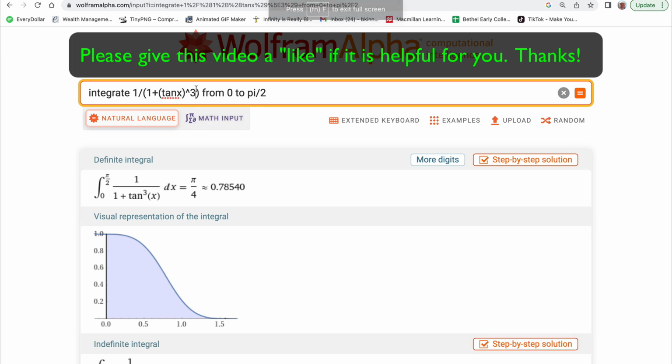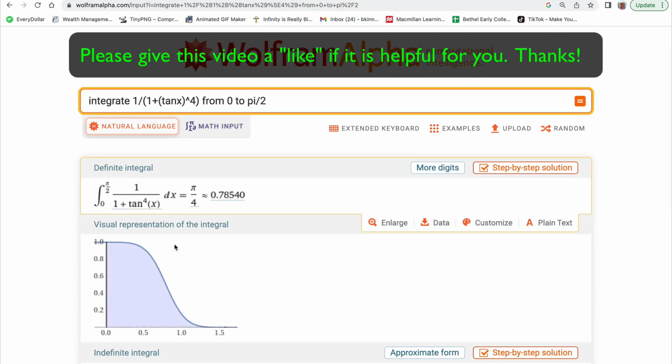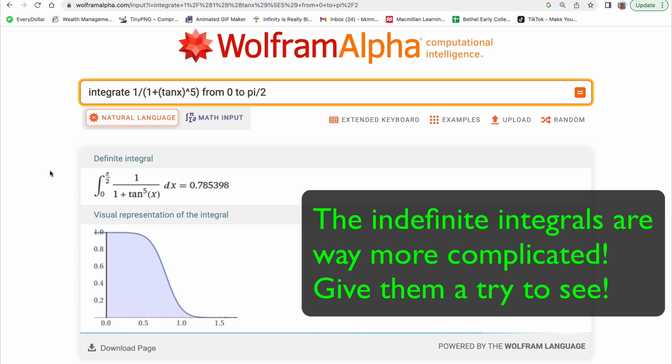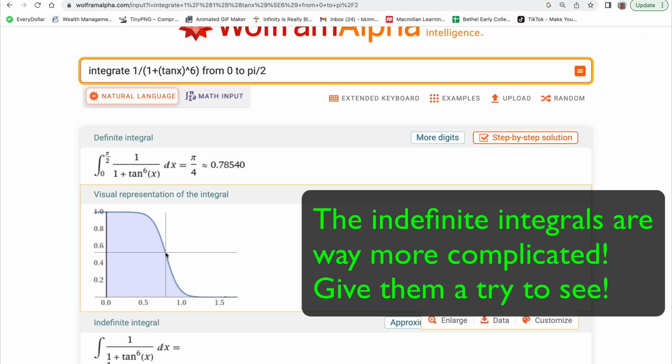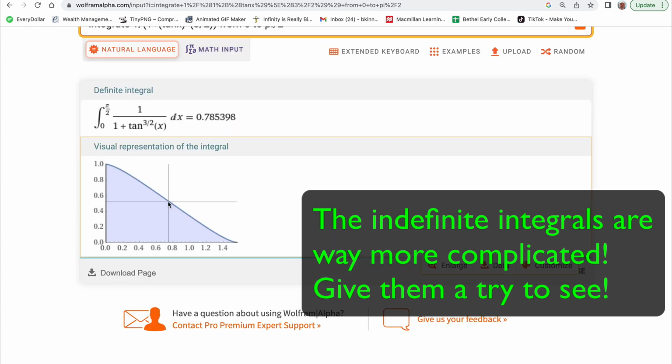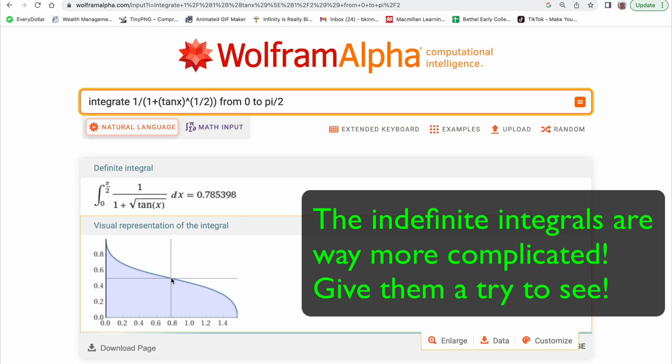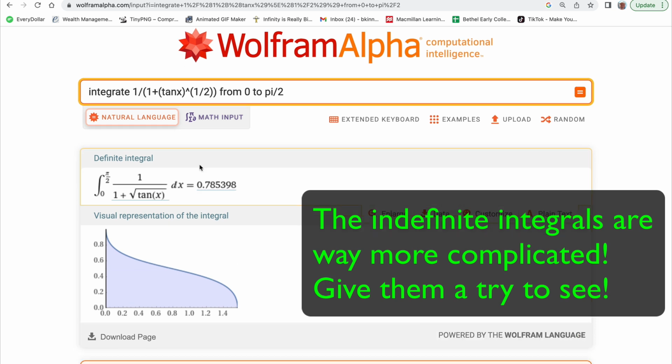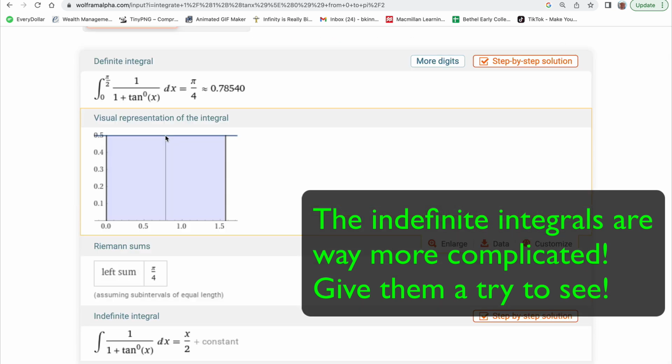When I change the power of tangent to be 4, the same kind of thing happens. When I change it to be 5, the same. 6, the same. How about fractional powers? If I change it to be 3/2, I ultimately get the same thing. 1/2 is the same thing. Of course, it has to work if the power is 0, because that's integrating the constant function 1/2. We've done that before. You get the area of a rectangle with base pi over 2 and height 1/2, so the area is pi over 4.